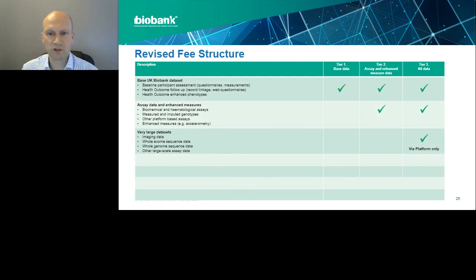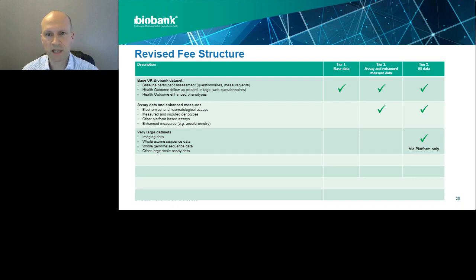So the slide sets out the revised fee structure that we're now announcing. You'll see that fees are structured into 3 tiers of access, which includes the base data collected at participant assessment, and also health outcome data through linkage to health record data, and also follow-up through questionnaires too, which adds assay data, such as genotype data, hematological assay and other enhanced measures data set.